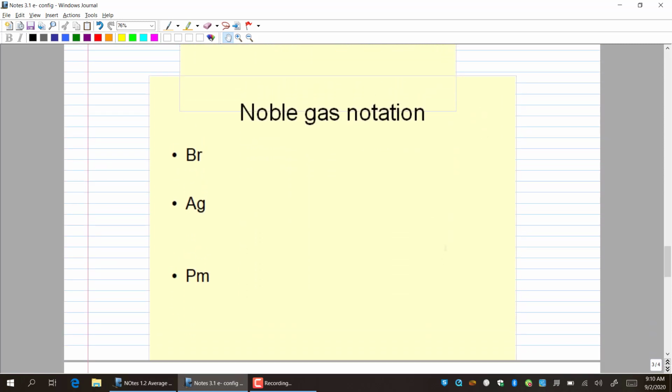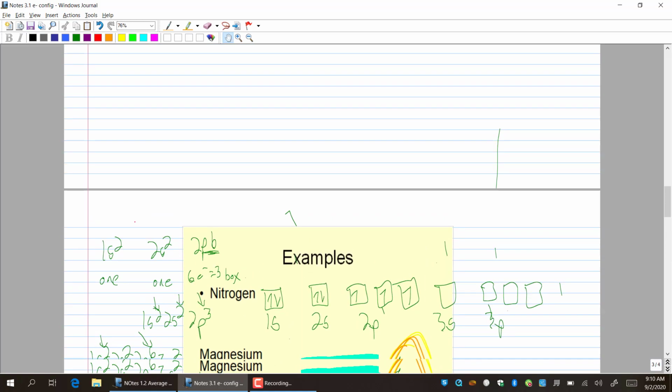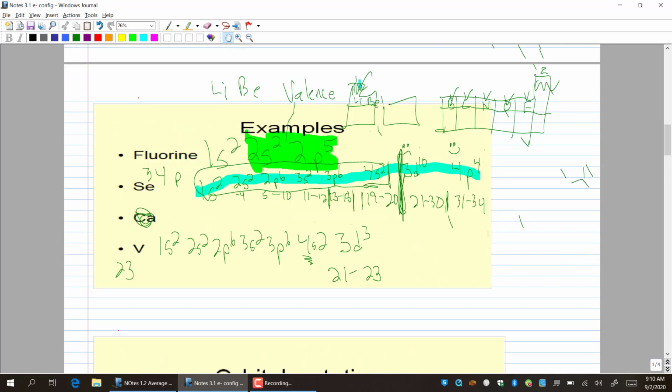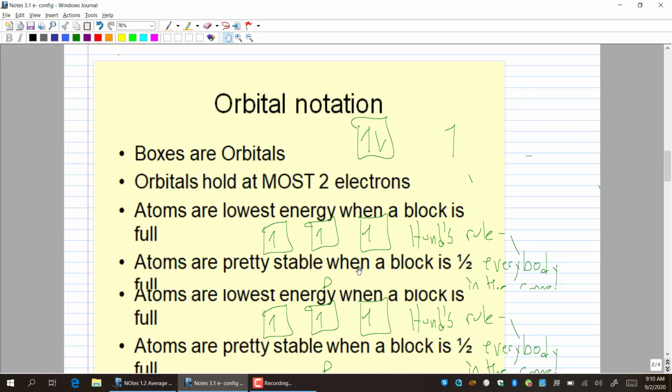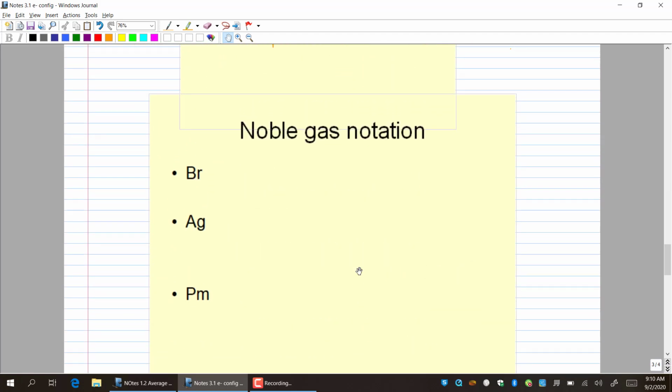Noble gas notation. Okay, so noble gas notation. Remember how I said way back up here that every one of them is the same thing? You keep writing 1s2, 2s2. Look how they're the same. So what the chemistry world has done is they've found a way to shortcut this.